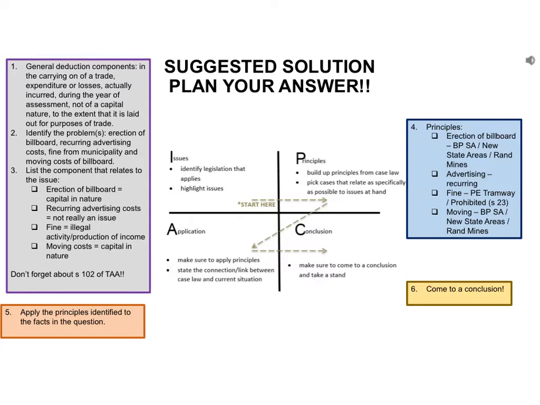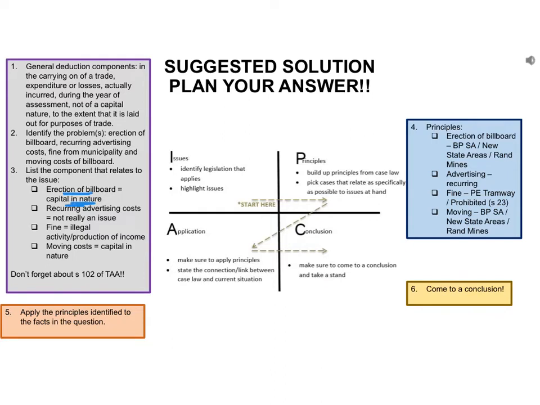So firstly, we need to identify what the issues are. The issue is that if you look at the general deduction formula, it's got a list of components that all need to be complied with before you can claim a deduction. So the problems that we have is we've got the erection of a billboard. What component does it relate to? Well, my issue here will probably be of a capital nature. The recurring advertising costs will not necessarily represent an issue for me because it's a recurring expense.